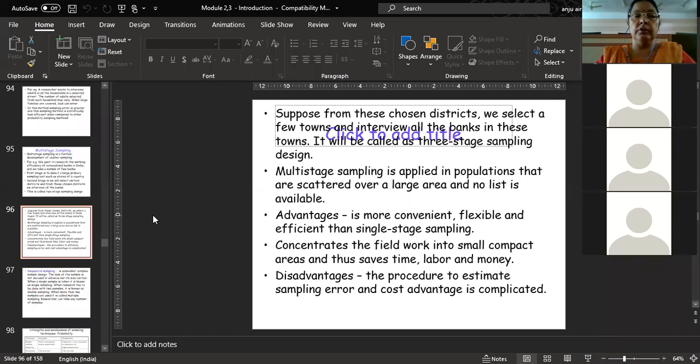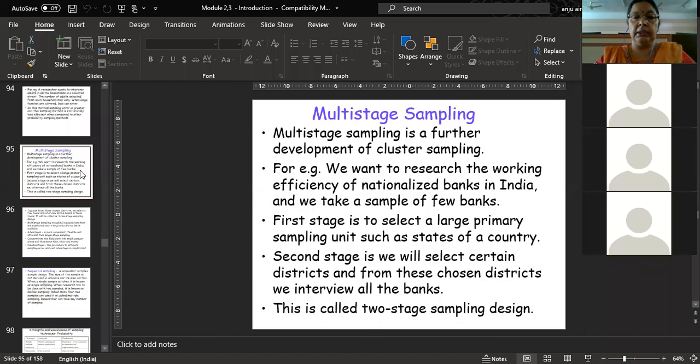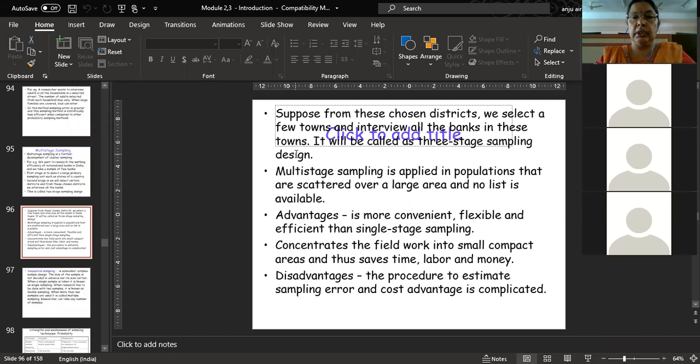Okay, so that is two-stage sampling in cluster sampling. So now you further want to divide, like within the state, you are selecting some districts. Then within the district, you want to select some towns. So within the towns, you will select some banks to be included into your sample. Then it will be called as three-stage sampling technique.